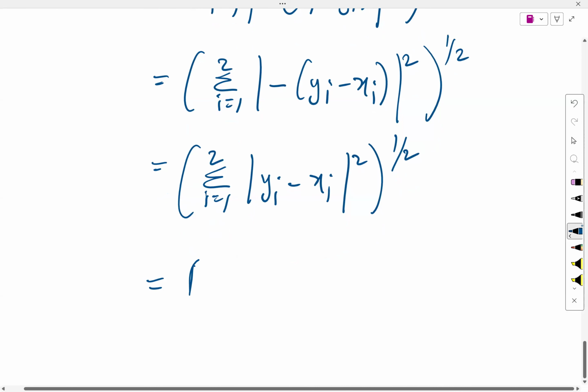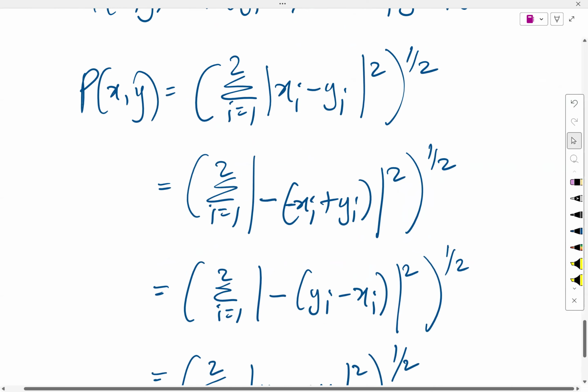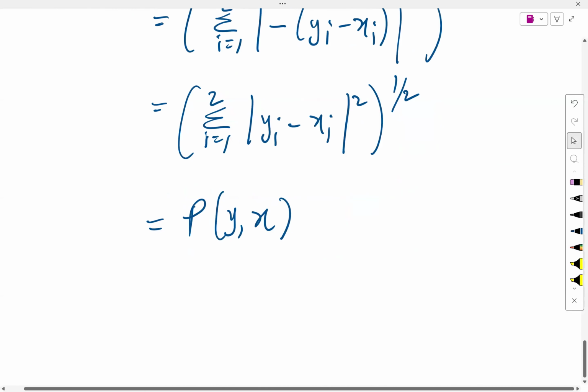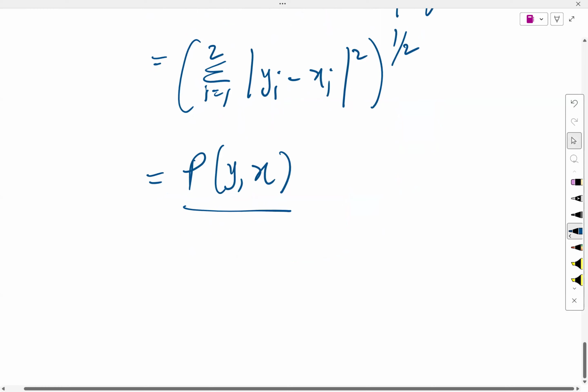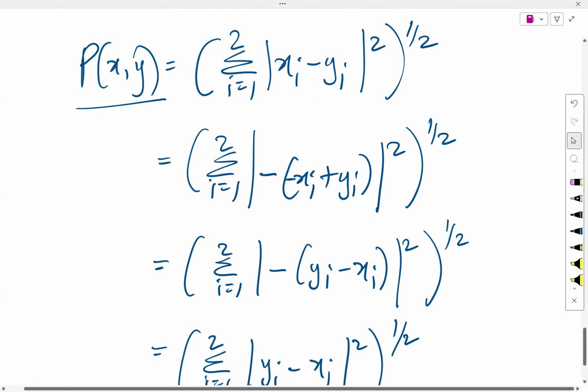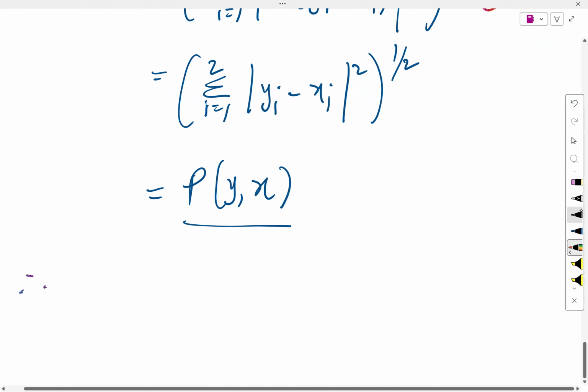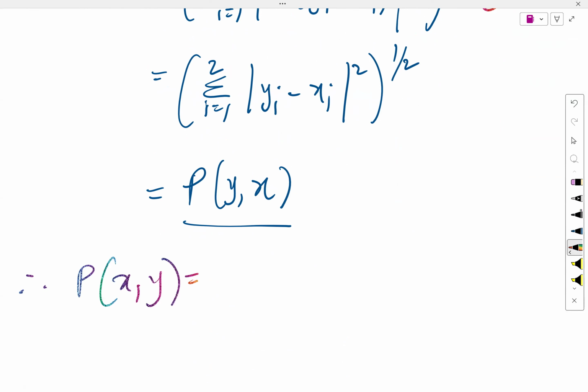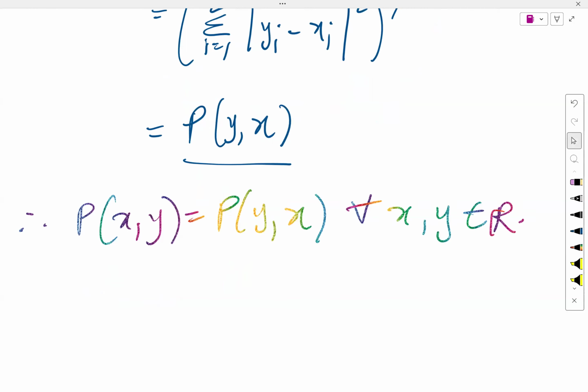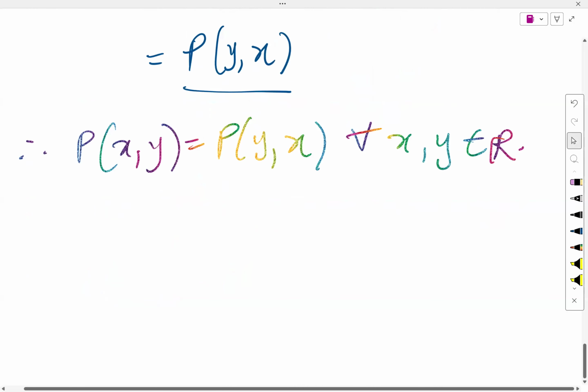So this is as good as saying this is p of y comma x. And then that proves the fact that p of xy is the same thing as p of yx, by the skillful movements we made around this place. So that also settles that. So we can say therefore p of xy is equal to p of yx for all x comma y in the real number system. Okay. All right, so that's about symmetry.